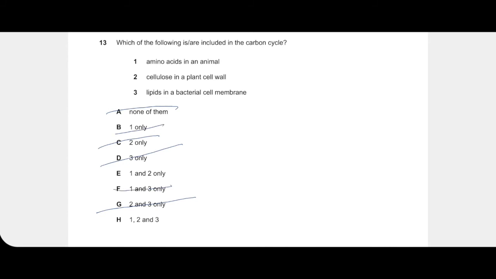And now on to 3, lipids in bacterial cell membrane. They are included in the carbon cycle. Cell membranes get digested, they get broken down, reabsorbed, they contain carbon. So 3 is correct, we can eliminate E, and that leaves us with only H. And question number 13 is completed.